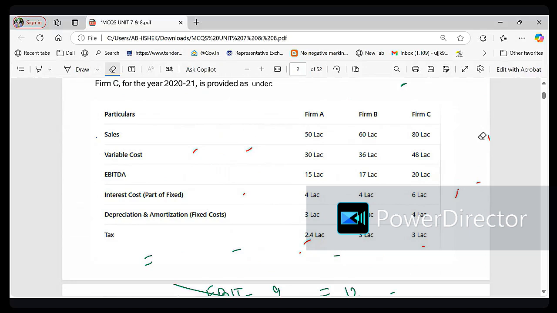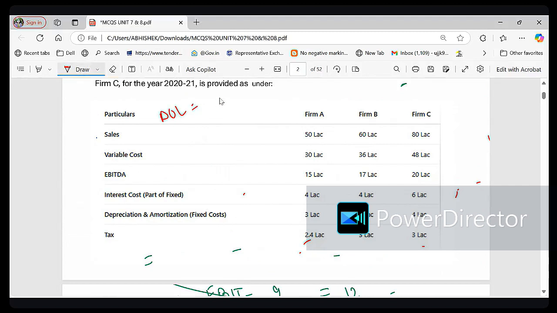So DOL tells us if sales increase by 1%, how much will operating profit increase. Suppose sales increase by 1%, what will happen to our EBIT? How much will our EBIT increase? In other words, it shows us how much a business benefits or suffers from the change in sales. So what is the formula for DOL? You don't need to remember the derivation. You just need to remember the formula.